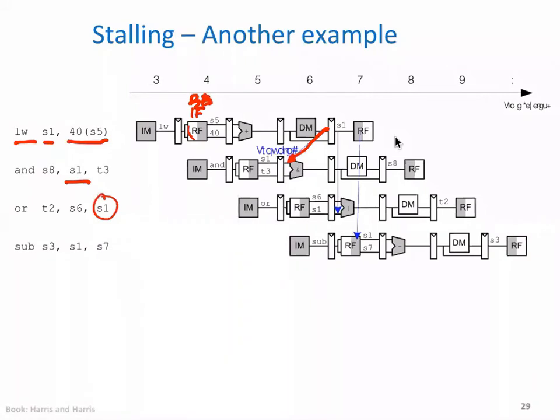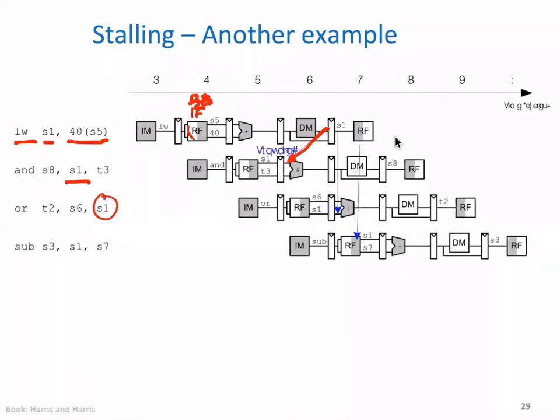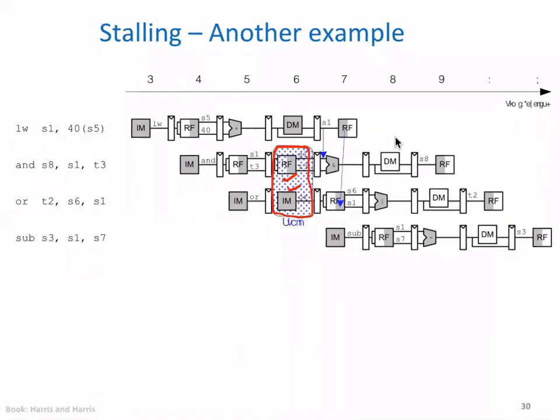So now what we can do is stall the pipeline in these two stages, RF and IM, for one cycle, for the two instructions here. As a result of that stalling, now if we do forwarding, then the answer will be correct. It will get the right values. All right. Any question?